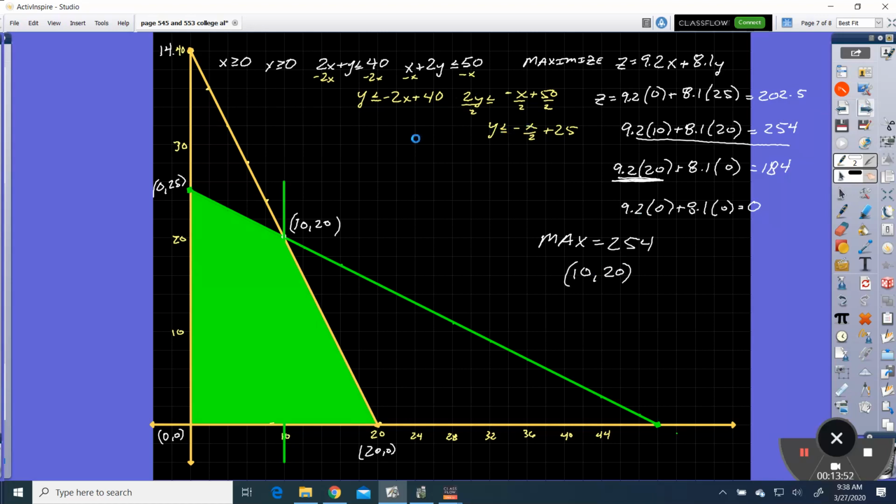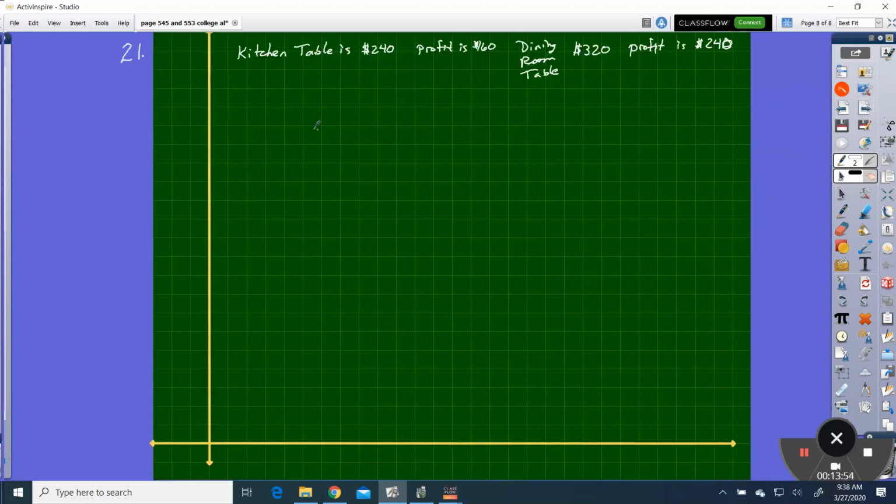Now the last one that I thought I'd maybe try to help you with is 21. So it says that you're going to build furniture, okay? So you're now a furniture manufacturer making tables. So the cost for materials and labor to build a kitchen table is $240. The profit is $160. The cost to build a dining room table is $320, and the profit is $240.